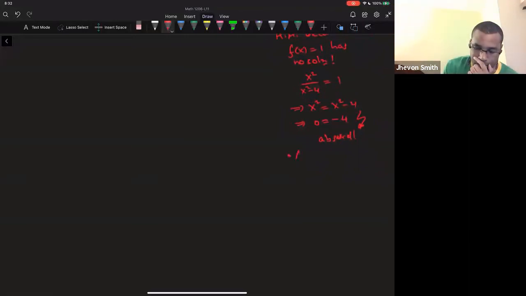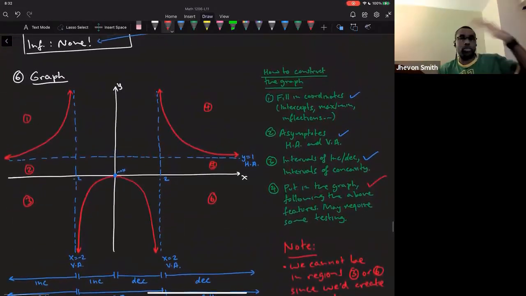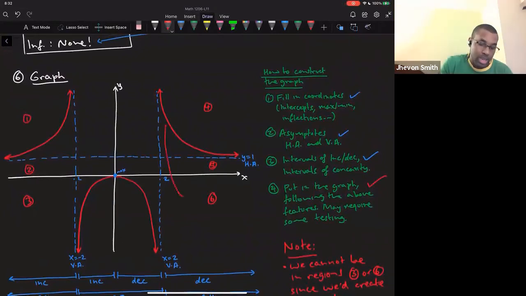And also, crossing the HA would create a minimum. Because remember, the horizontal asymptote is what we approach as we're going to infinity or negative infinity. So if I cross it, I'll eventually have to come back to level off. Once you go back, you create a minimum, which I know there is no minimum.